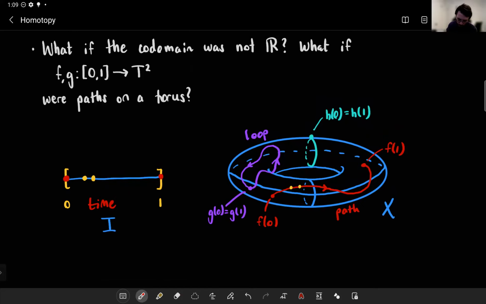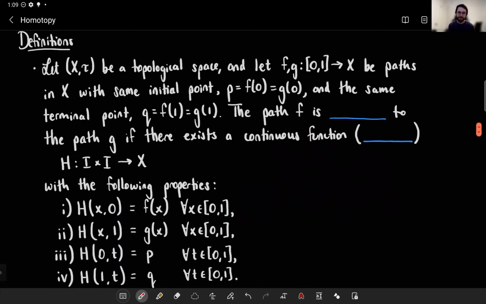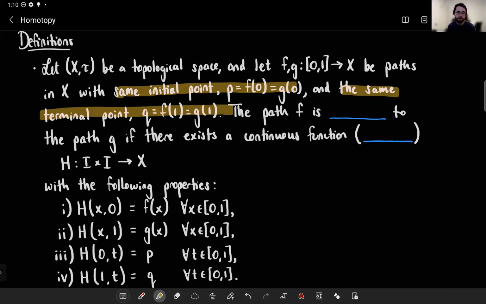Okay, so let's define some terms. This is a big definition, but stick with me. We're given a topological space. We're given two paths. So again, I'm calling them F and G. They're defined on the unit interval, which we think about as time. And they're paths in X. X could be the real numbers. It could be a torus. It could be whatever topological space you want. And here I specify that condition where I want them to have the same initial point and I want them to have the same terminal point.